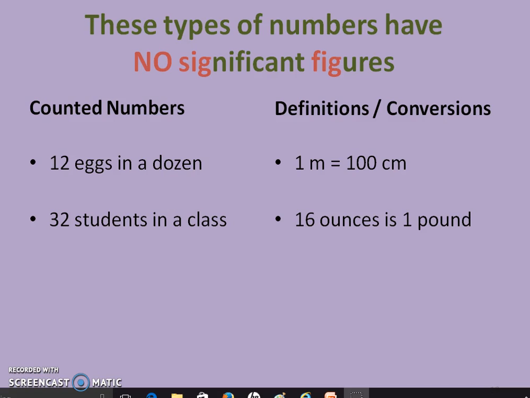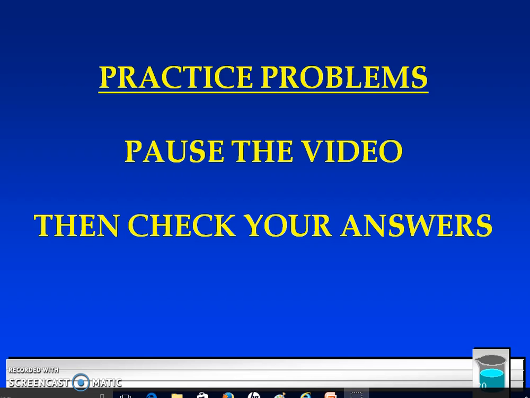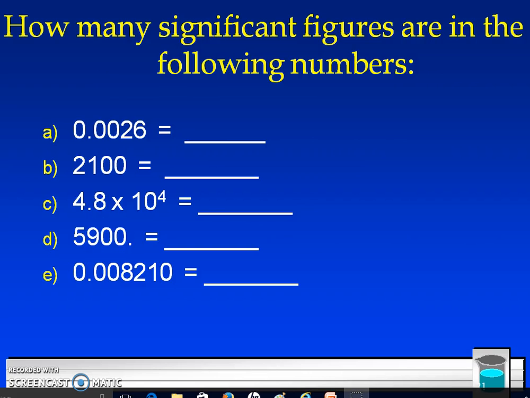There are 2 types of numbers that have no sig figs. Those would be counting numbers. There's 12 eggs in a dozen. 1, 2, 3, we're counting them. Or definitions and conversions. So this is going to be a big thing too. When we are converting from one unit to another, those conversions do not count towards our sig figs when we are doing mathematics. So there are some practice problems. You might want to pause the video and then check your answers.